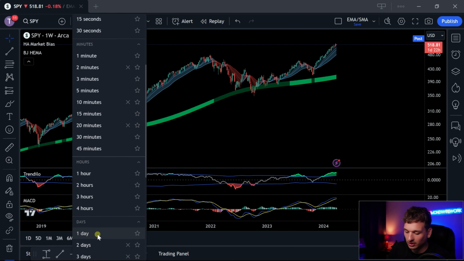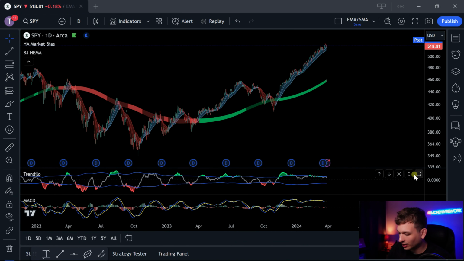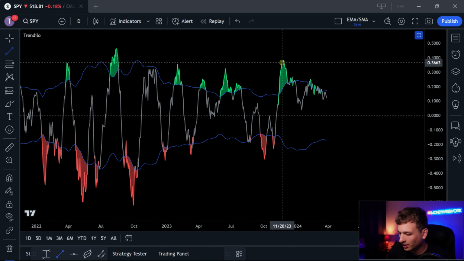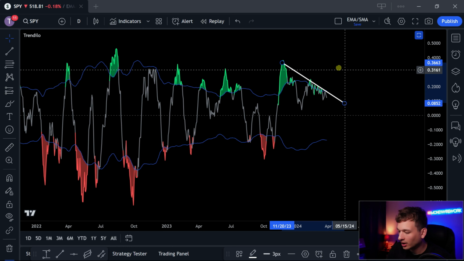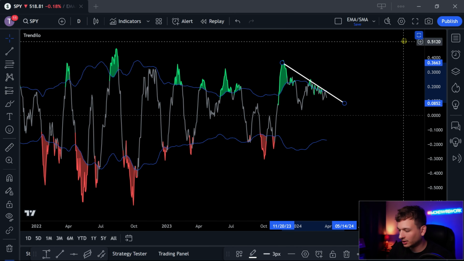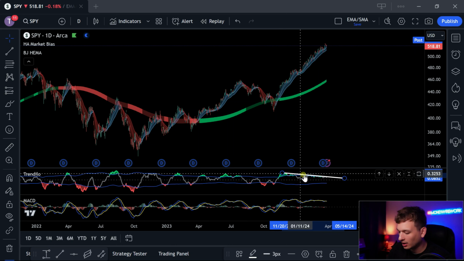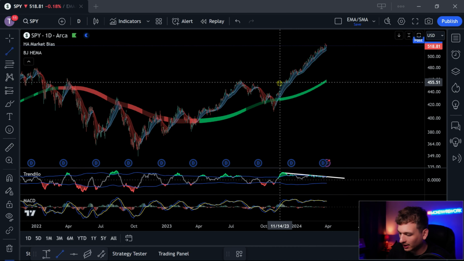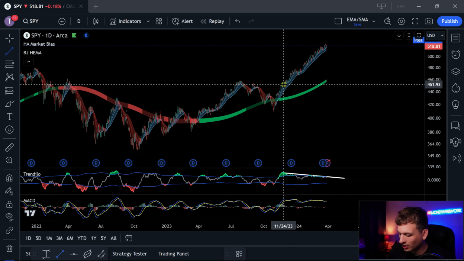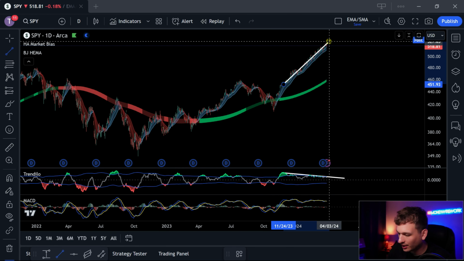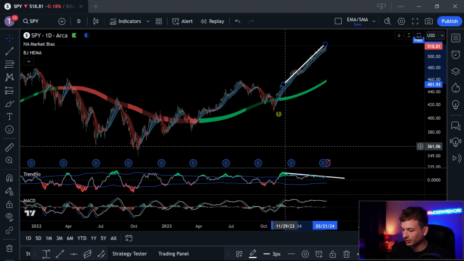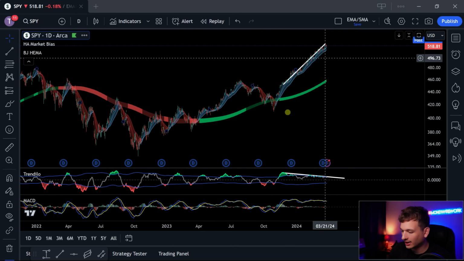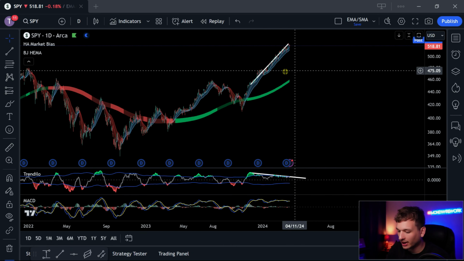We're going to go down to the daily. Now you can see a little bit of a divergence right here. I'm going to bring up a trend line. There is a divergence on the Trendillo right here, showing that we are becoming a little bit exhausted because we have a downtrend on the Trendillo, while in that same time period that has gone back to November of 2023, you have upwards momentum, right? So this is a bearish divergence, signaling that sometime in the near future, you can expect a pullback.